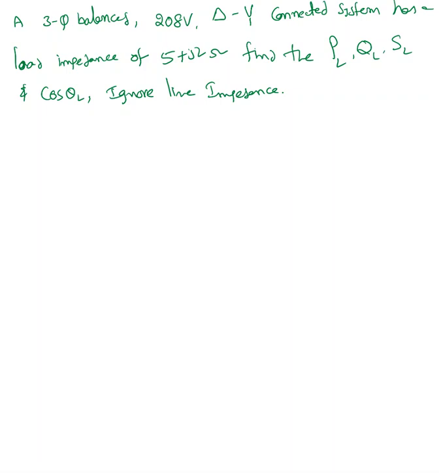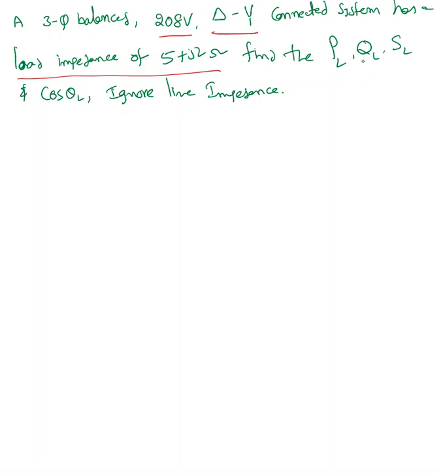Here is the next example. In this example, it's a delta-wye connection. Three-phase balanced 208 volt. We know that 208 volt is line-to-line voltage. It has a line impedance or load impedance of 5 plus J2 ohm. Find the power consumed by the load: active power, reactive power, apparent power.